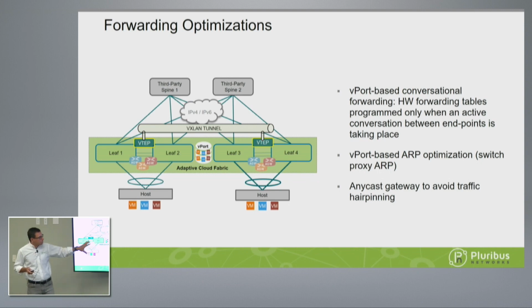And then once we have this overlay infrastructure in place, we talked about the conversational forwarding because we have vPort awareness or endpoint awareness. So we can place a nice optimization in the way the traffic flows, and we optimize how we consume resources. You don't want to consume hardware resources unless these conversations are really taking place. You don't want to necessarily blast host routes everywhere. ARP optimization we discussed, and then of course, to avoid hairpinning, we have this Anycast gateway function associated to each subnet, which is also pretty interesting.